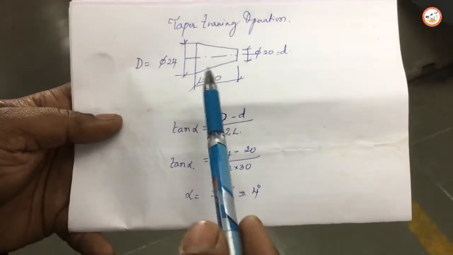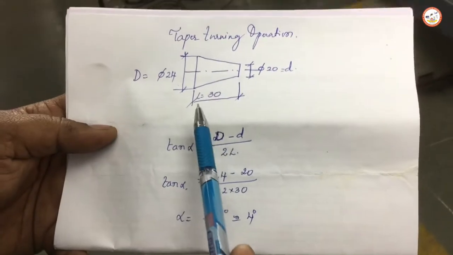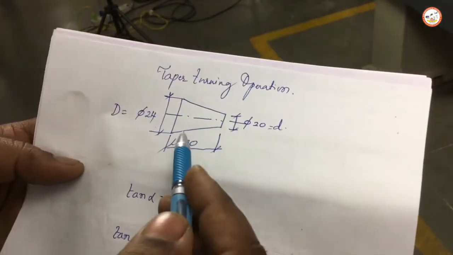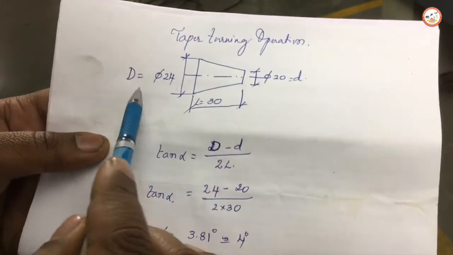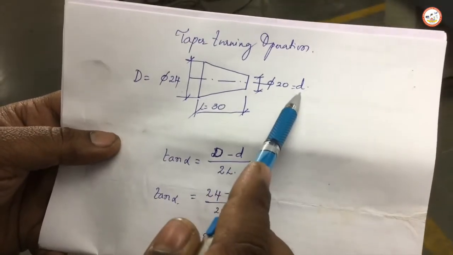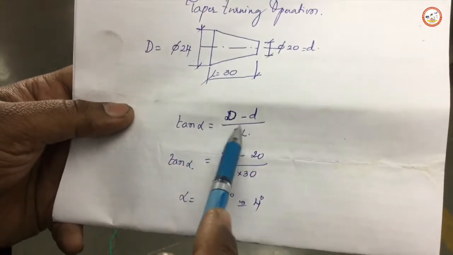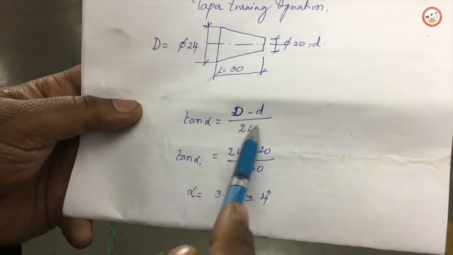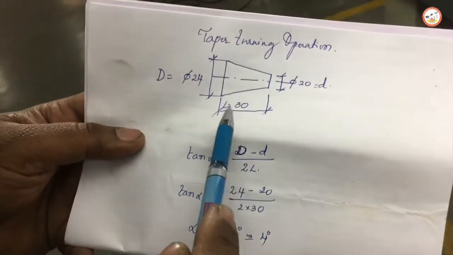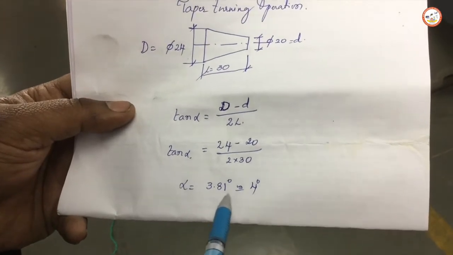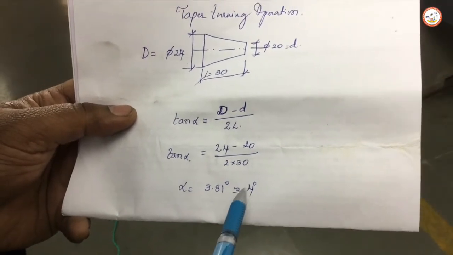Before we go to the lathe, a preliminary calculation is required for checking the angle required to set the given taper. The bigger diameter is capital D, dia 24, and the smaller diameter is small d, dia 20. Substitute in the formula: tan alpha is equal to (D minus d) divided by twice the length. The length is 30 mm, so substituting, alpha is equal to 3.81 degrees, approximately 4 degrees.